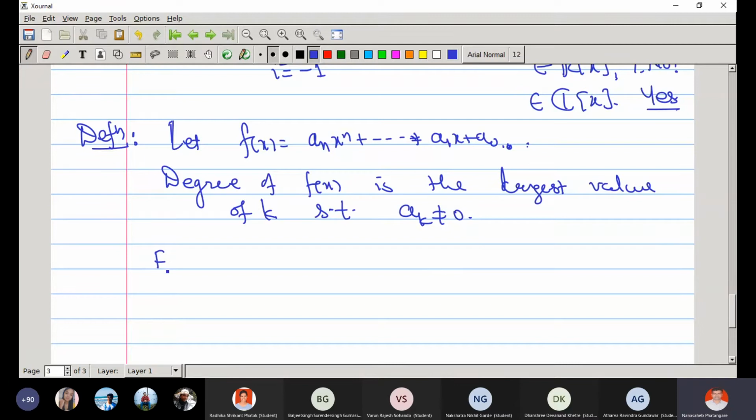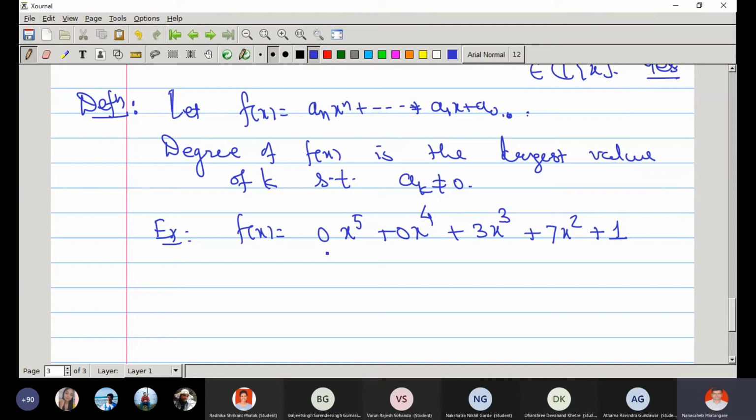So for example, if I write f(x) is equal to 0 times x raised to 5 plus 0 times x raised to 4 plus 3 x raised to 3 plus 7 x raised to 2 plus 1. So what is the degree of this polynomial? 3. Because the first two terms don't count, since their coefficients are 0. What is the largest coefficient?